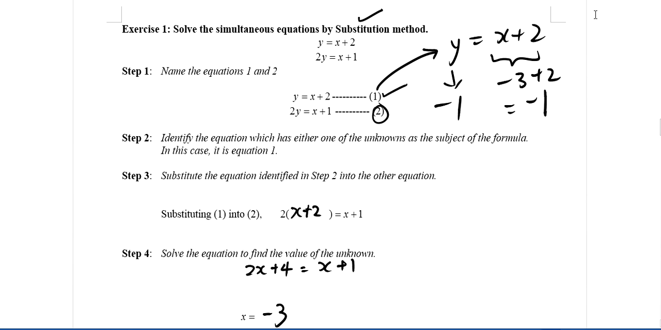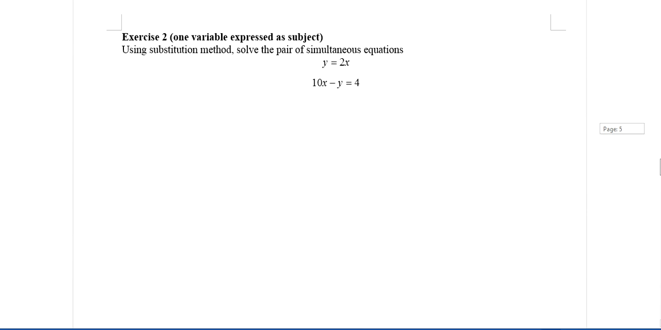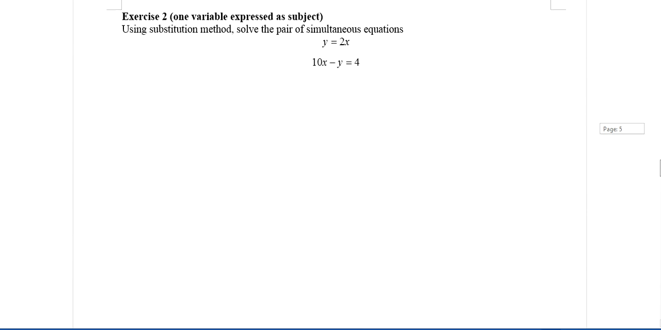Now, do you need to show this in your examination? There's no need to. It's just for you to check to ensure that you get both answers correct. Okay, so you can proceed on to do the rest of the questions.